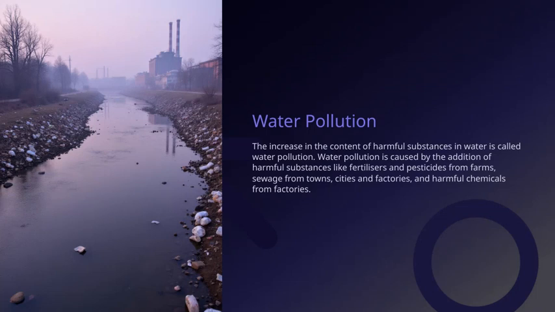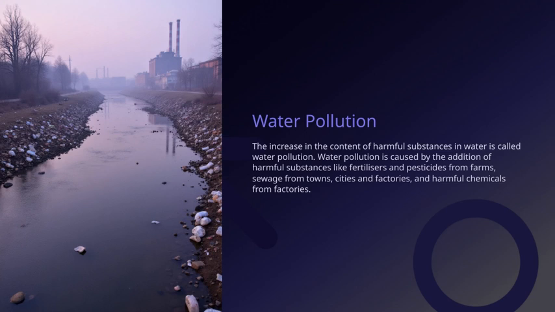Water pollution refers to the increase in the amount of harmful substances in our water sources. It's essentially when water becomes contaminated with things that shouldn't be there. These harmful substances can come from a variety of sources. For example, fertilizers and pesticides from farms often wash into nearby rivers and lakes, adding chemicals that can be toxic to aquatic life. Sewage from towns, cities, and factories also contributes significantly, introducing pathogens and pollutants into the water. Additionally, harmful chemicals released directly from factories, such as industrial waste, can severely degrade water quality.